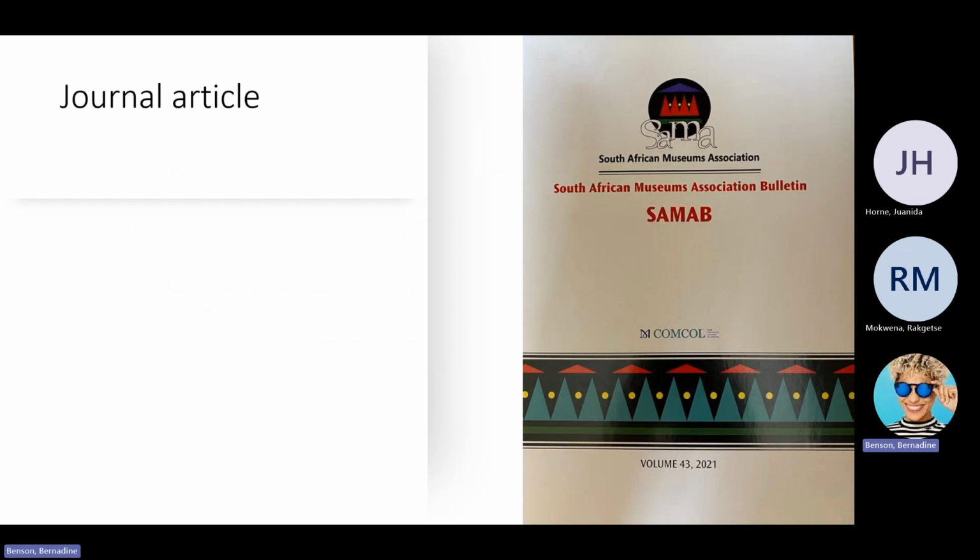Okay, journal articles. At this stage, one of your primary sources of literature must be journal articles, preferably accredited journal articles. Those are journals that are found on the list issued annually by the Department of Higher Education and Training. So here we have an example of what a journal's cover page looks like.